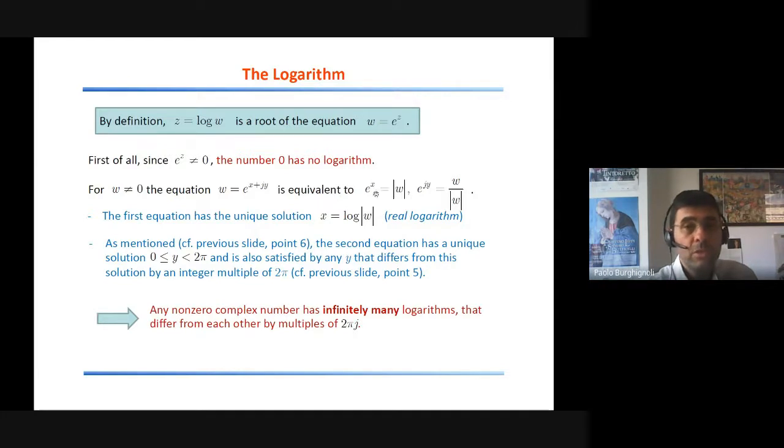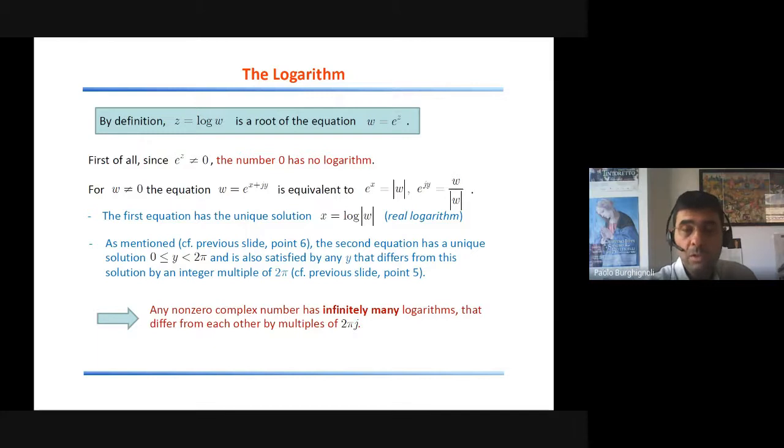Now, the first equation, the one involving x, has the unique solution x equal to the real logarithm of the absolute value of w. That's the logarithm in the real domain. Whereas one of the previous properties in the previous slide tells us that the second equation, the one involving y, has a unique solution between 0 included and 2 pi, and it is also satisfied by any y that differs from this solution by an integer multiple of 2 pi. That's because the exponential is a periodic function.